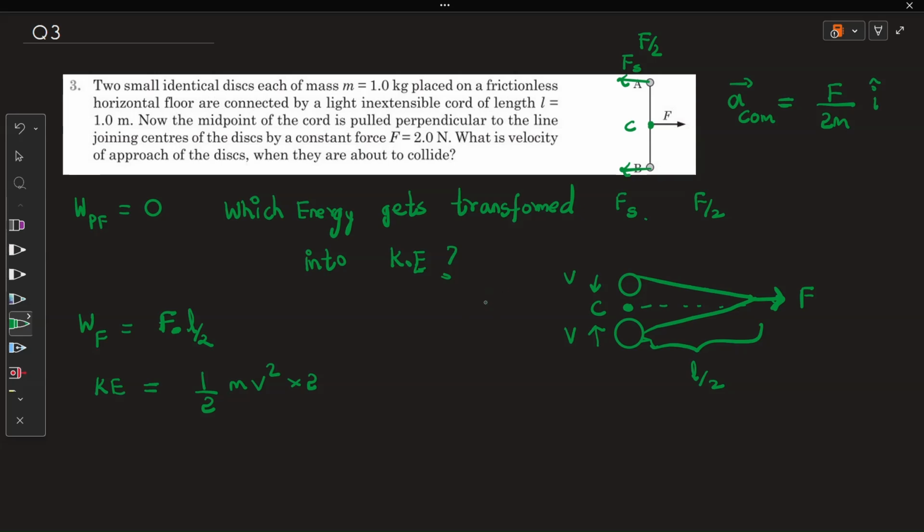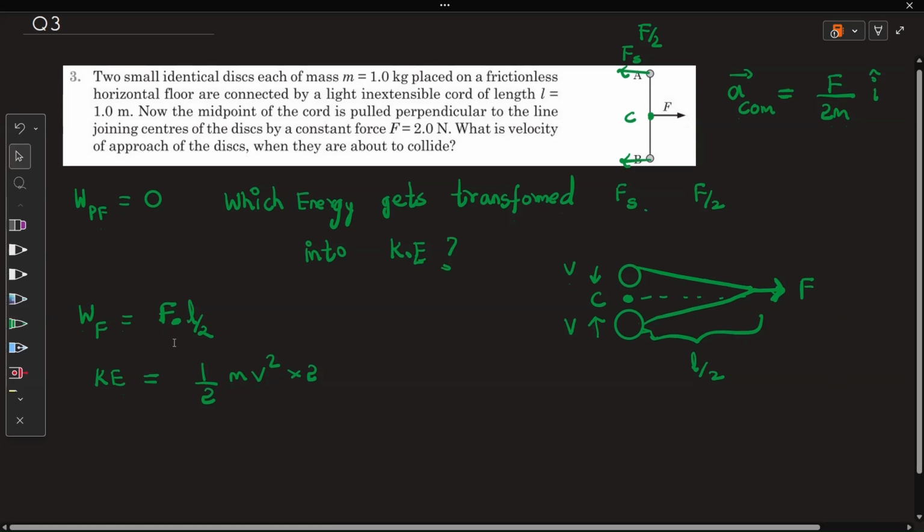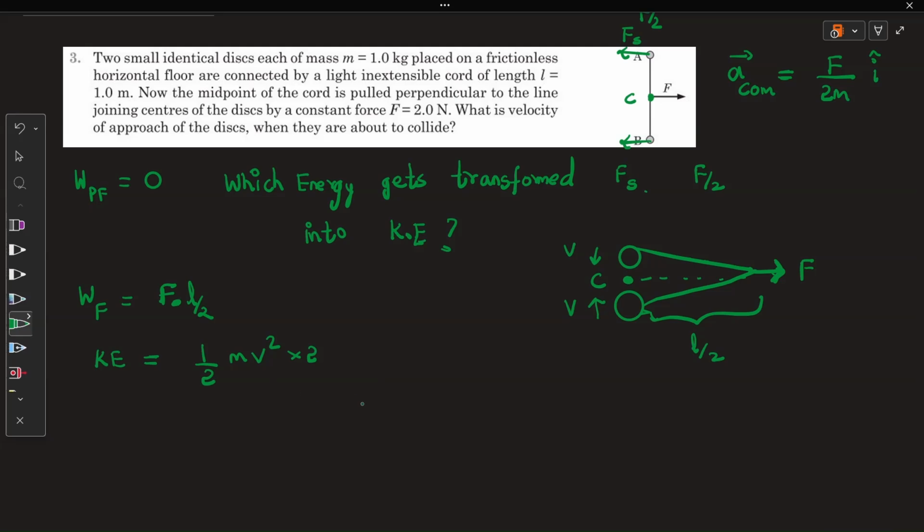You can also ask: there is no force in the vertical direction, so how is there a vertically induced velocity? But the net velocity is zero because both are v in opposite directions. So this kinetic energy is given by the work done by force F. So mv squared is F into L/2. So what is the velocity v? v is under root FL/2m.